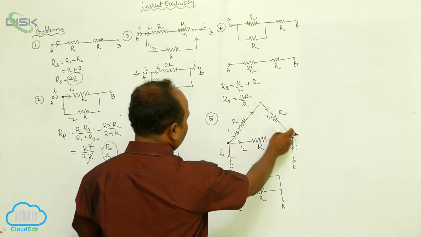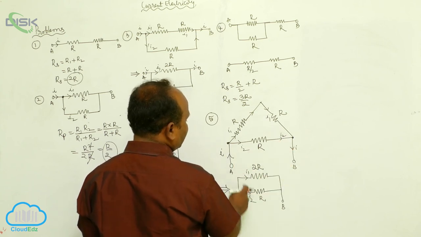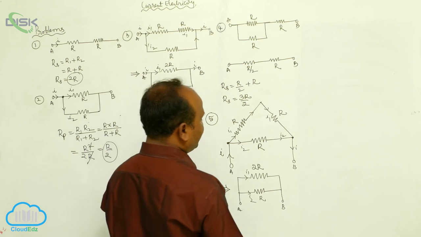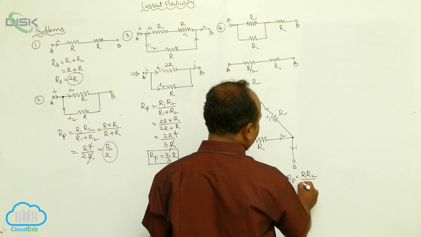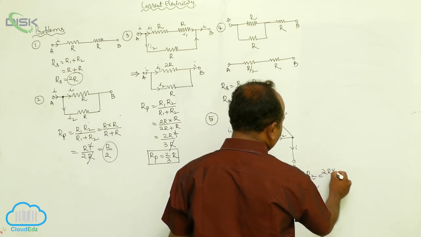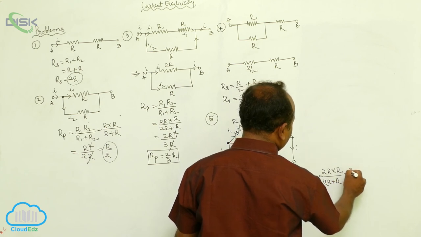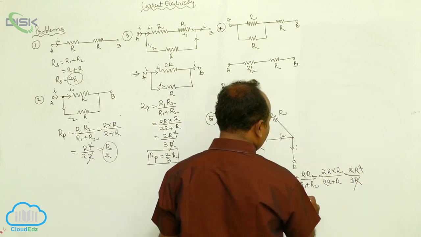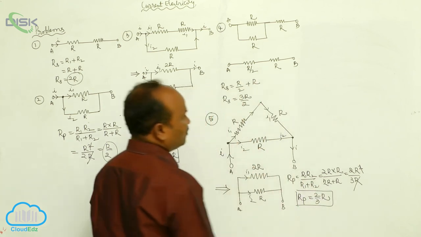What is the current passing through the 2R? That is I1. What is the current passing through the R? That is I2. Here once again, currents are different. Currents are distributed. They are said to be in parallel. Therefore, the effective resistance RP is equal to R1 into R2 by R1 plus R2. R1 is equal to 2R, R2 is equal to R. Therefore, 2R square by 3R, both R get cancelled, therefore RP is equal to 2 by 3R. The effective resistance is 2 by 3R.